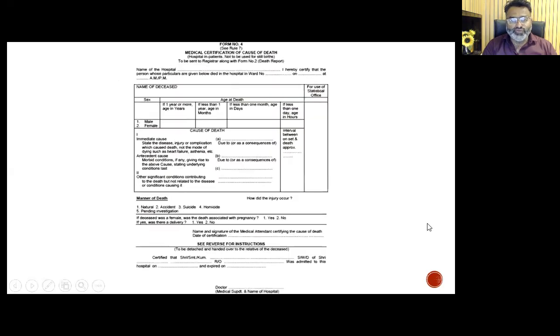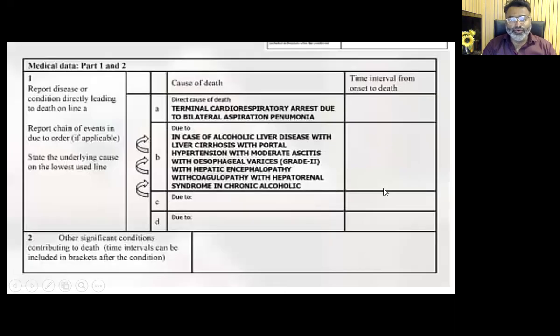So what is to be filled over here? This is form 4, the entire form 4. And on the top of the form, there are details of the patient: name of the patient, age, gender, name of the hospital, and when the death occurred, date and time. We are concerned about this part, what is to be filled over here. And in the next 10 to 15 minutes, I'm going to discuss what is to be included in this form. So just go through this form and tell me whether this form is correctly filled or incorrectly filled.